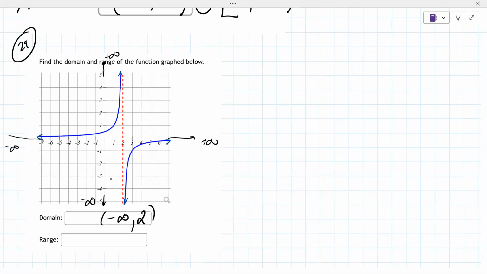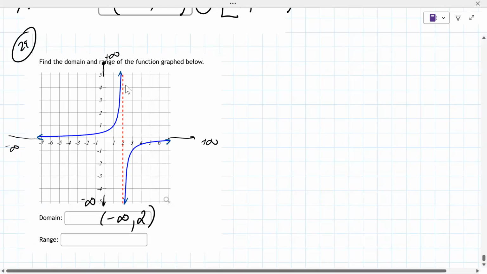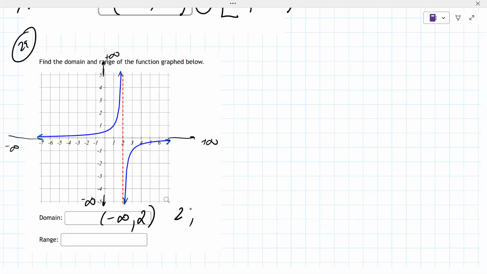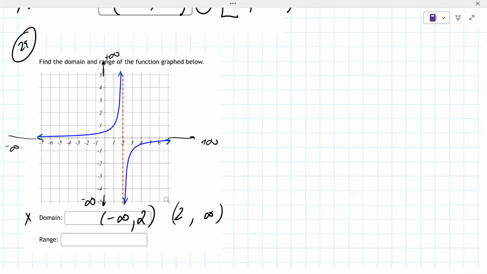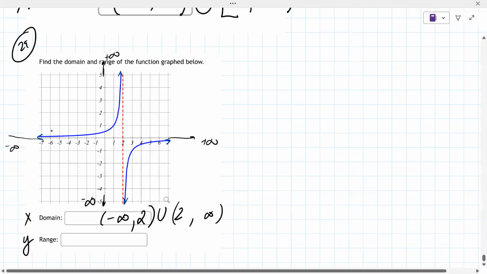2. Now it does not include the 2, because that red line, it approaches but never touches. But then it restarts at the 2 down here. It's approaching it, but then how far to the right does it go? Infinity. And again, you put that union operator in the middle of them.